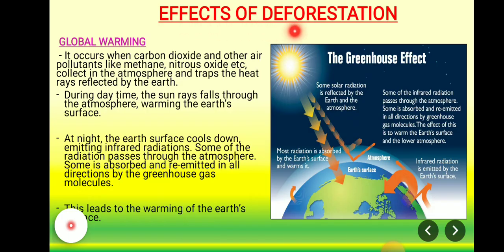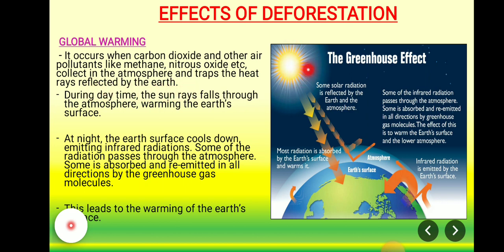Now effects of deforestation. The trees are being cut down, so there will be some effects. The first one is global warming. It occurs when the carbon dioxide and other pollutants like methane, nitrous oxide, etc. collect in the atmosphere and trap the heat rays reflected by the earth.